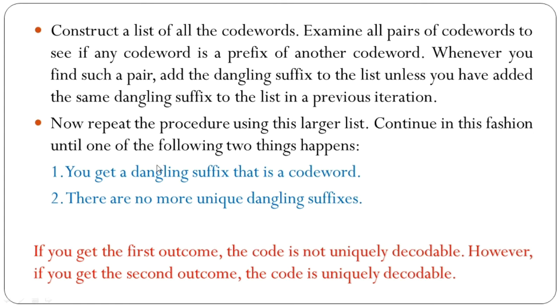Continue in this fashion until one of the following two things happens. The first case is you get a dangling suffix that is a code word, or in the second case there are no more unique dangling suffixes. If we get the first outcome, the code is not uniquely decodable. However, if you get the second outcome, the code is uniquely decodable. I hope you have understood how to test unique decodability. If you have not understood, don't worry, I am going to explain with the help of an example.